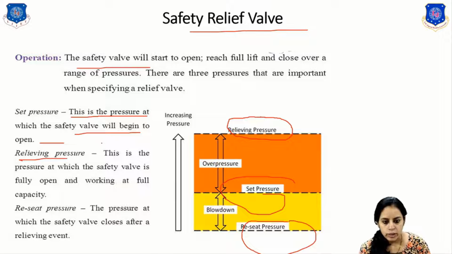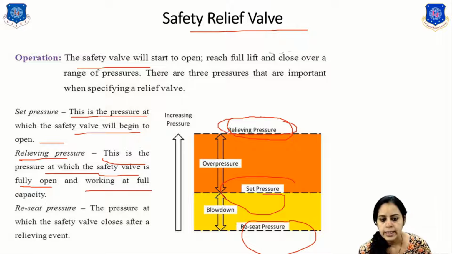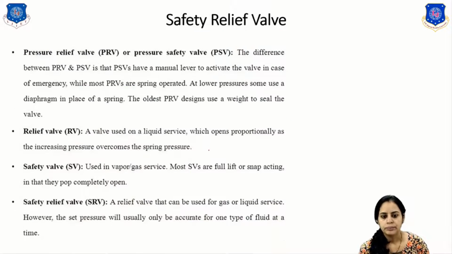Then relieving pressure is the pressure at which the safety valve is fully open and working at full capacity. This is also called overpressure. At this condition, the safety valve is fully open and working at full capacity. Then reset pressure is the pressure at which the safety valve closes after the relieving event. This is the blowdown, where the safety valve will be closed. So this is the construction and operation of the safety relief valve.